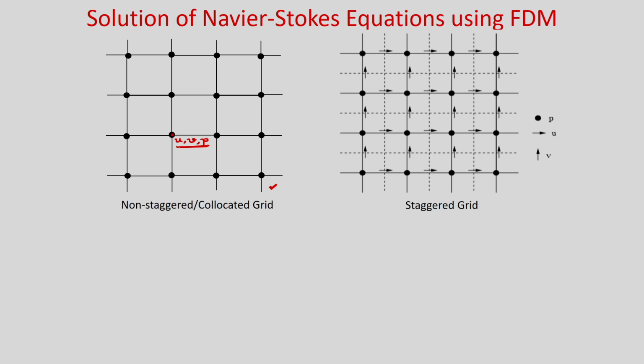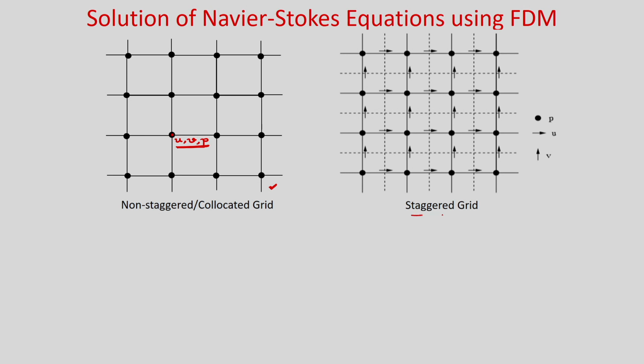What is the problem in collocated grid? In collocated grid there will be pressure and velocity decoupling. To avoid this pressure and velocity decoupling we use staggered grid. What is pressure and velocity decoupling, that we will discuss in the next slide. Before that, let us discuss what is staggered grid.